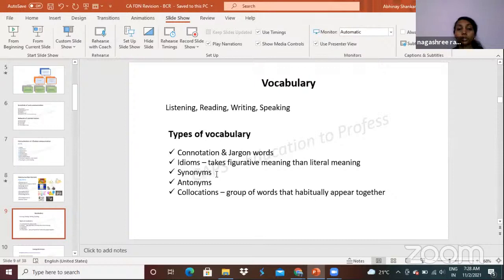Similarly, synonyms. Synonyms are the words with the same meanings. Antonyms are the ones with the opposite meanings. And then you have collocations. What are collocations? A group of words that habitually appear together, right? Like raining heavily, dogs bark, something like that. You don't say it is a strong rain, right? You usually say it is raining, it is a heavy rain, it is pouring, right?